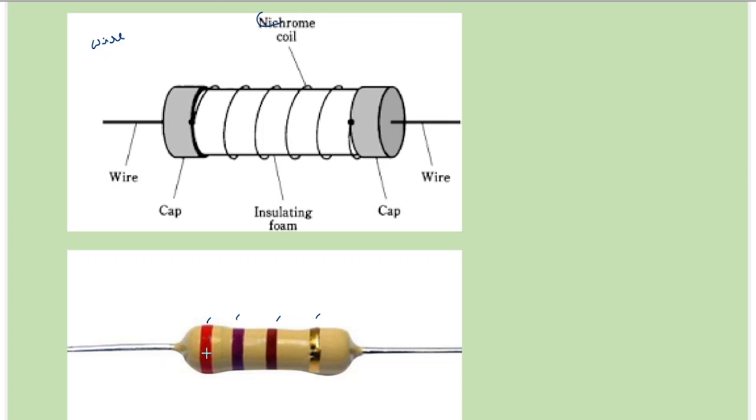Now these resistors are very small, so it becomes difficult to print the value of resistance on them. So in case we want to know what the resistance of a given resistor is, there is a way to understand it, and that is given by color codes. What is shown here is a 4 color code. So there will be 4 colors on this resistor.